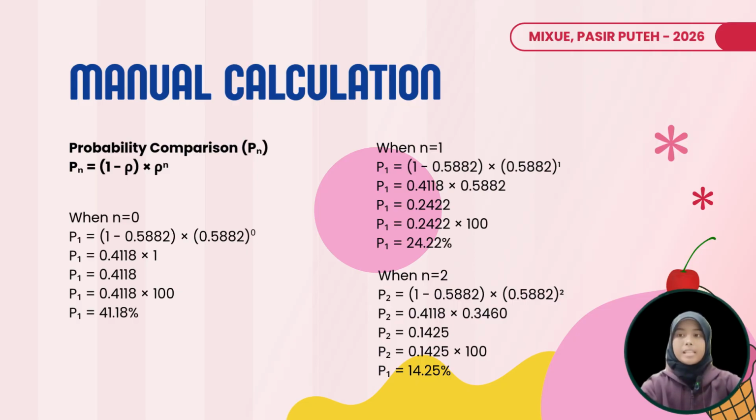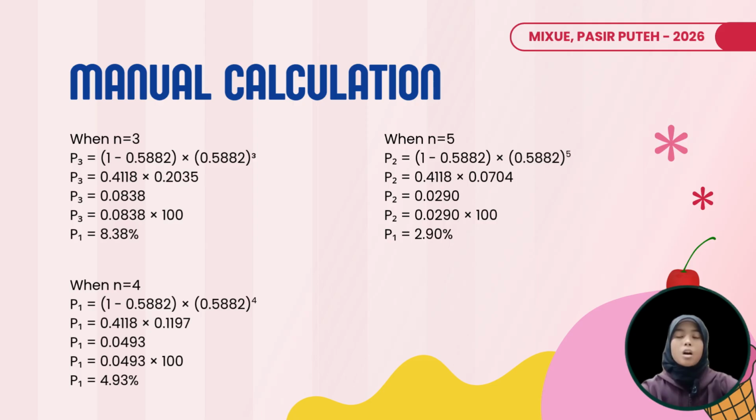We evaluate state probability using the manual formula. Results show that there is a 41.18% chance that the system is empty, 24.22% chance for one customer, and 14.25% chance for 2 customers. For a larger customer count, the probability declines systematically.